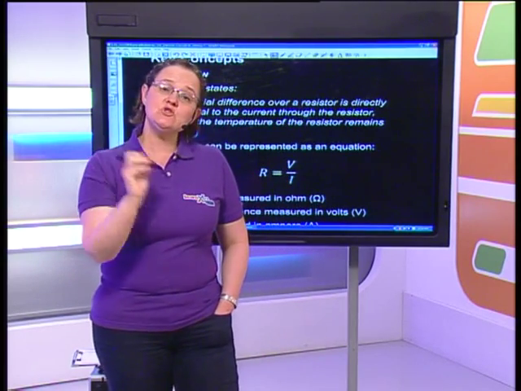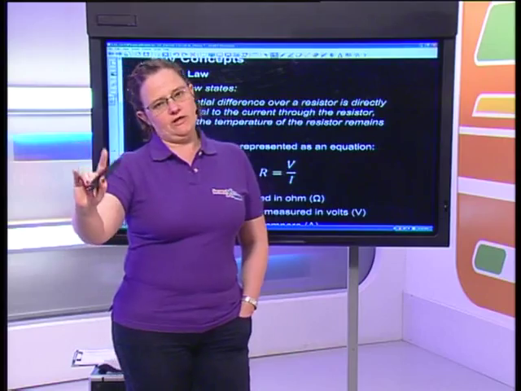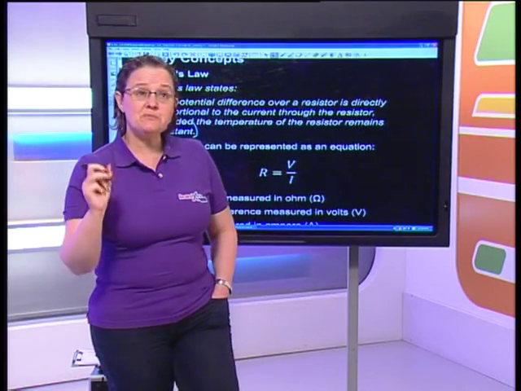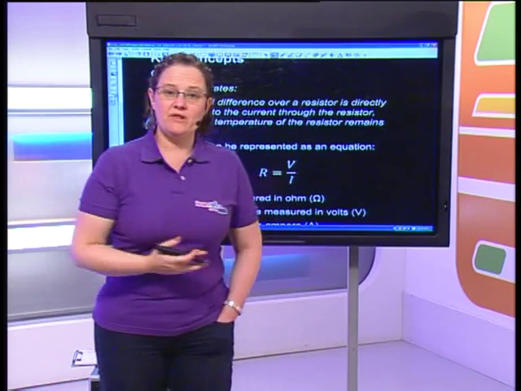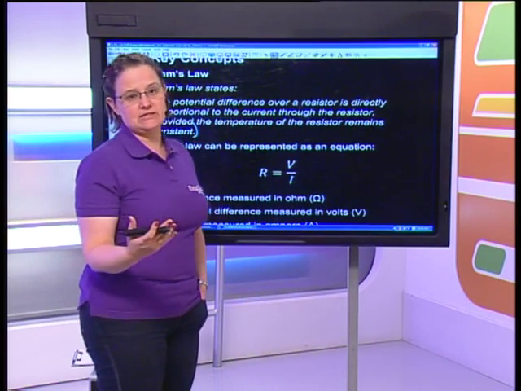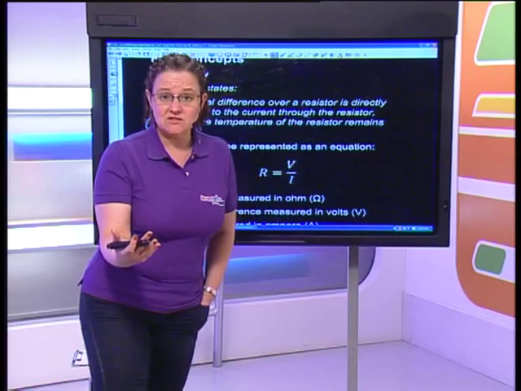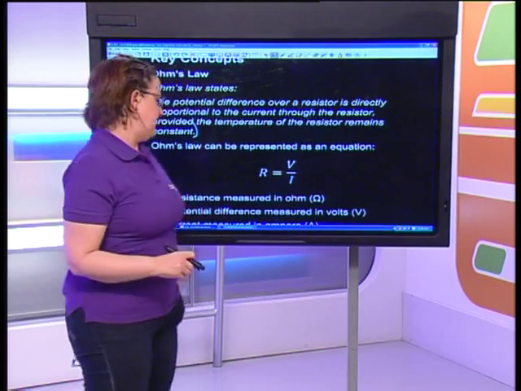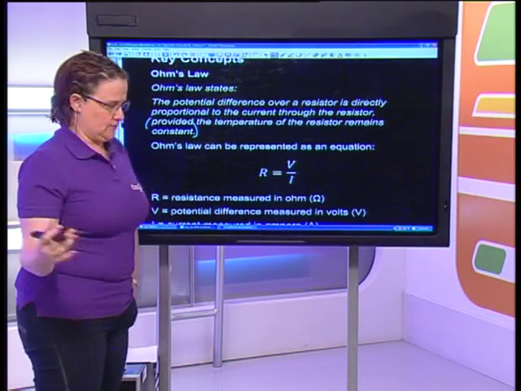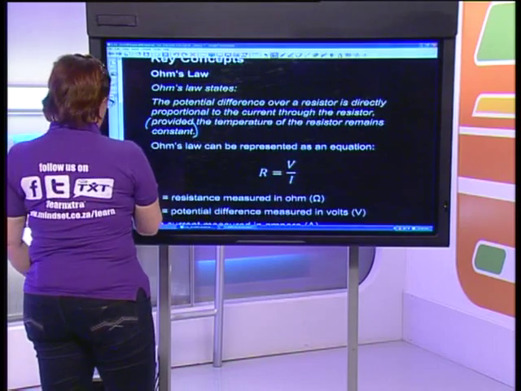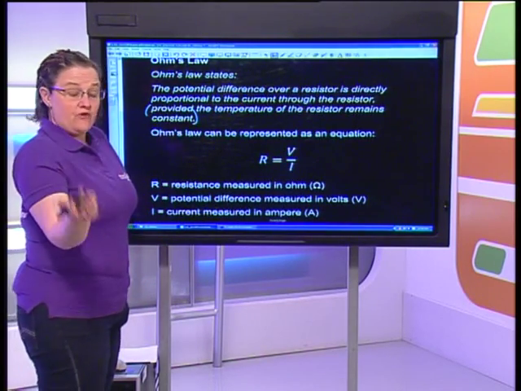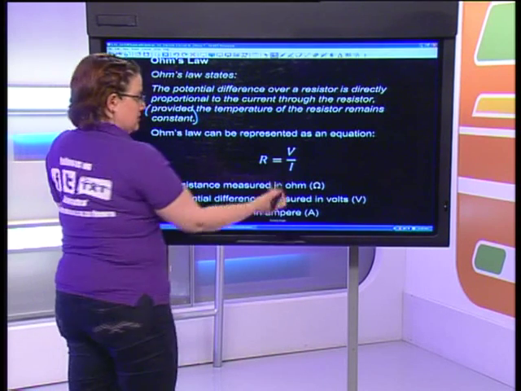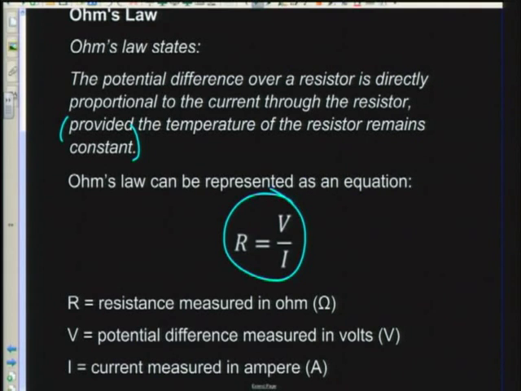Because the statement isn't just that potential difference and current are directly proportional to each other. Temperature plays a big role. You've learned that when we increase the temperature of a resistor, we increase the resistance. So temperature is a very important factor. As an equation, we can say that R equals V over I. It's actually straight from the graph, because R was the gradient of my graph.